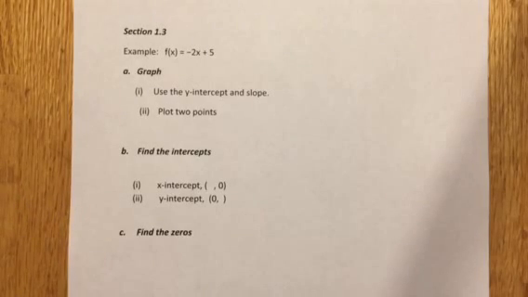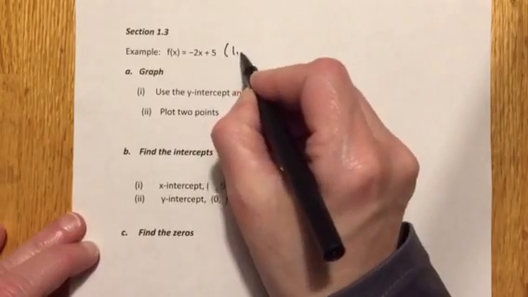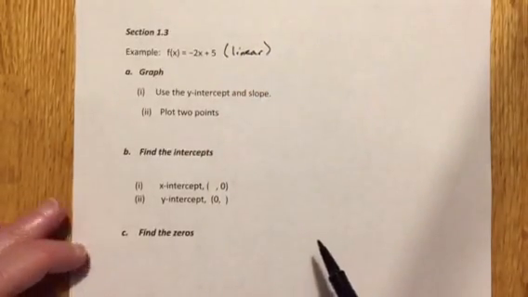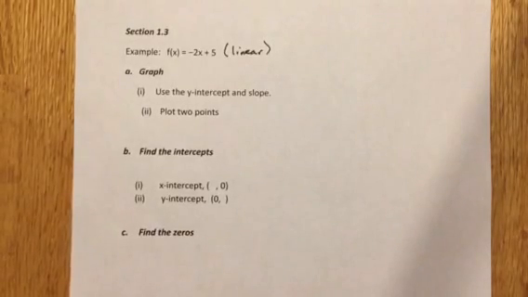So in this problem we're given a function f of x equals negative 2x plus 5. This is a linear function. And we're asked to do three things here: graph, find the intercepts, and find the zeros. This is something that we'll be asked to do for a lot of functions as we move forward.